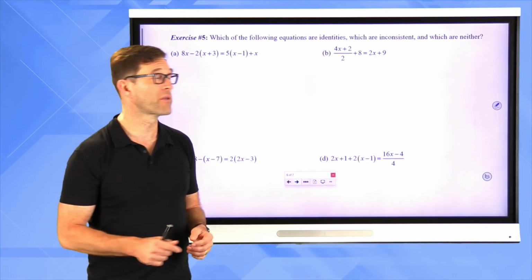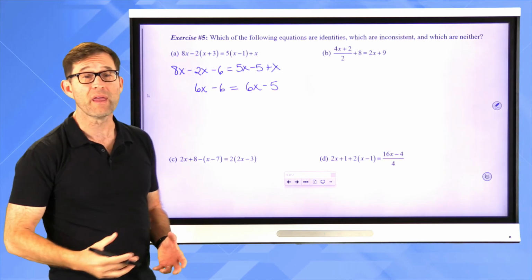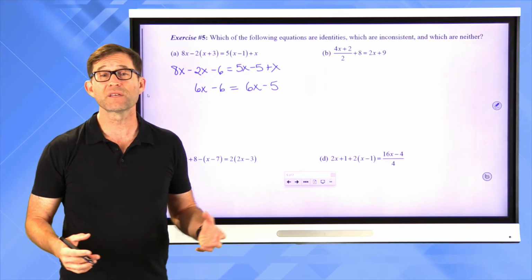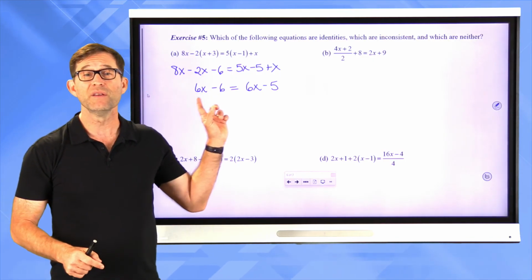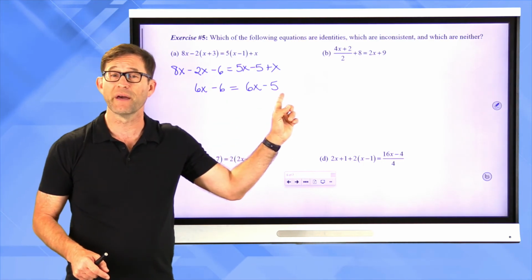All right, let's work it through. And again, I don't want to do more work than I have to. Once I know which type it is, I'm going to stop. But the first thing I have to do is distribute. All right, I'm going to combine some like terms. I'm going to get 6x minus 6 is equal to 6x minus 5. And at least at this point, for me, I'm good to go. I know this is going to be inconsistent. And I know it's going to be inconsistent because these two expressions are almost identical, except this is a minus 6 and this is a minus 5.